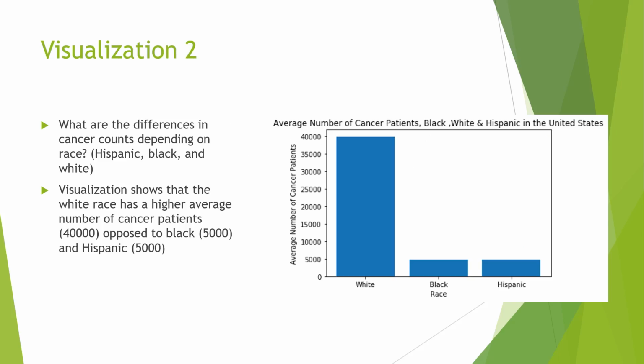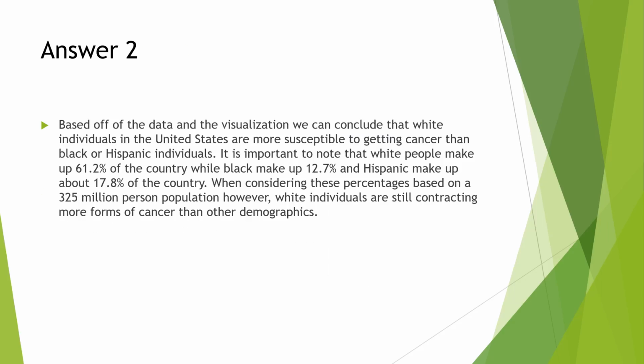So for our second visualization, we're asking what are the differences in cancer counts depending on race, whether that be Hispanic, Black, or white. Our visualization shows that the white race has a higher average number of cancer patients, about 40,000, as opposed to Black, 5,000, and Hispanic, 5,000. So based off of the data and the visualization, we can conclude that white individuals in the United States are more susceptible to getting cancer than Black or Hispanic individuals.